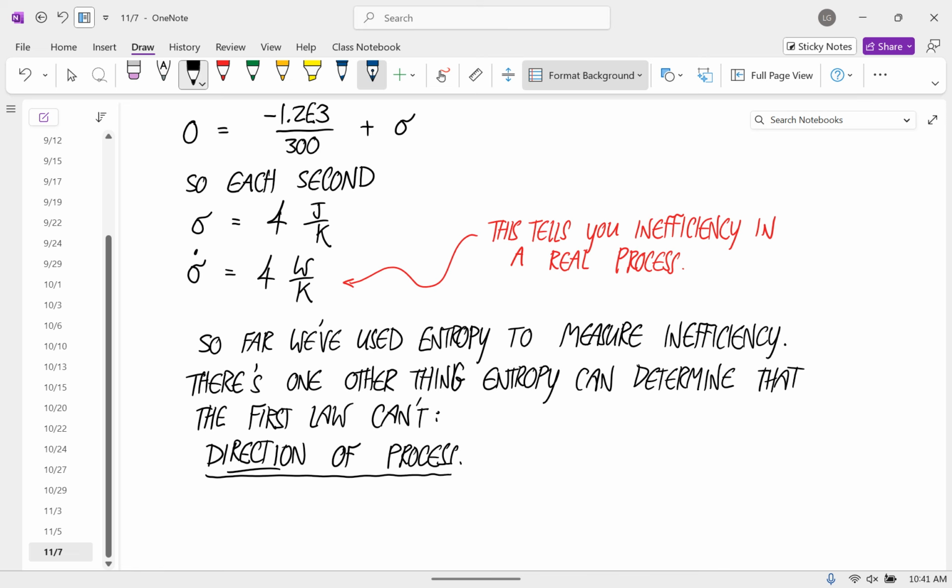So the second law of thermodynamics in its most basic form says that heat cannot spontaneously transfer from cold to hot. And so if everything was just spontaneous heat transfer, then we could already just use that idea to determine the direction of a process.